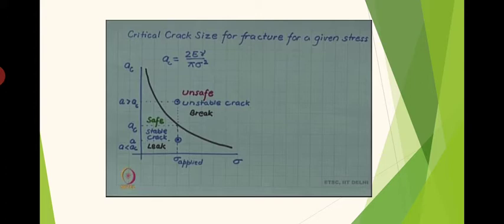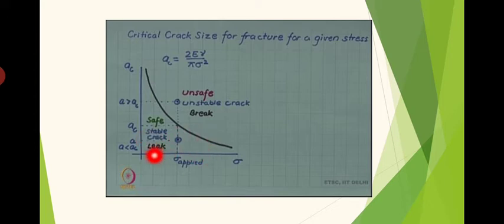So this is the expression for AC, and this is the graph showing that for an applied stress we can check whether the particular crack size is safe or not safe. Or by drawing, for any stress applied, see for this particular stress, if I want to find out the value of AC, then what I will do is draw a perpendicular from here that is touching this curve, and from there I will take a horizontal line. This one will be the critical crack size for the higher stress applied.